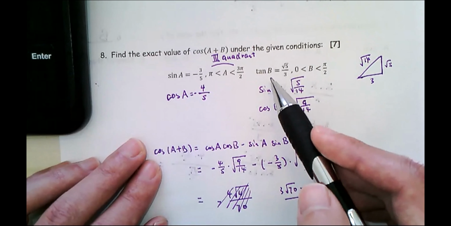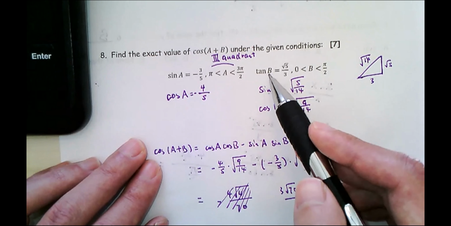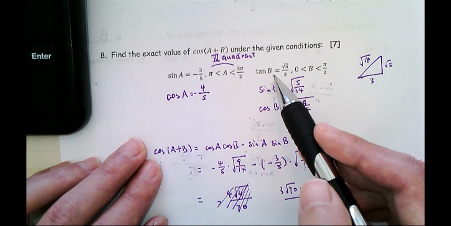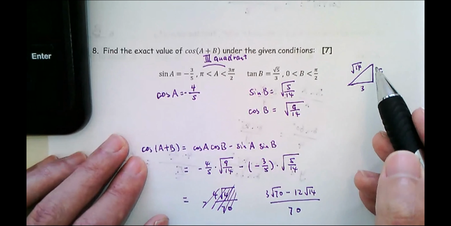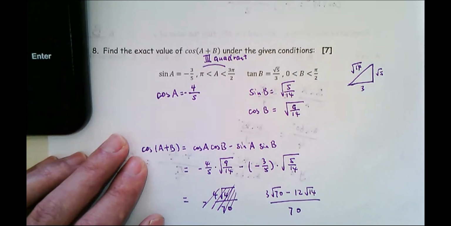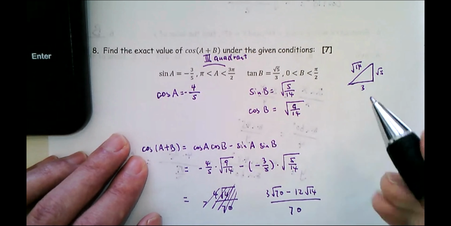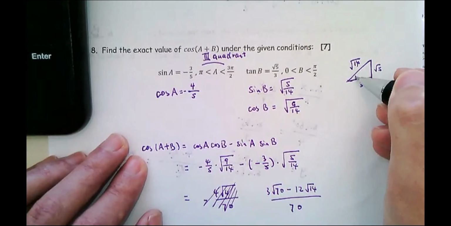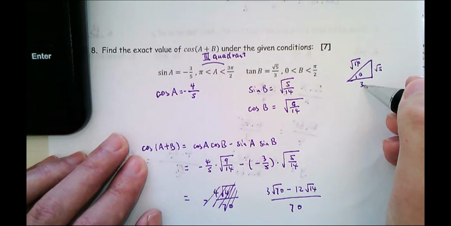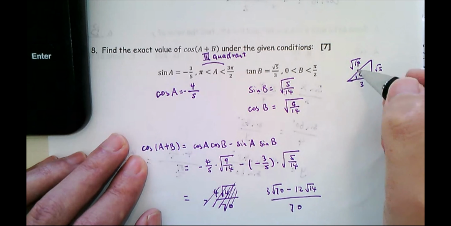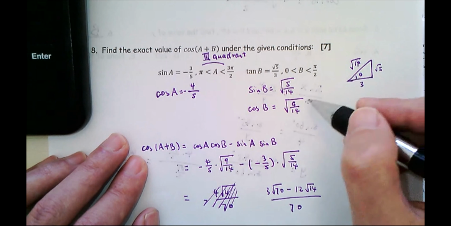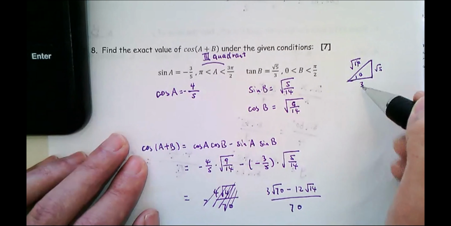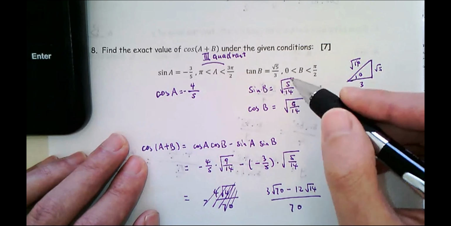How about this guy? We have tangent. We're not given sine or cosine, so we should draw a fabricated triangle to help us figure out the answer. Let's say this side is angle B. If this side is square root of 5, this side is 3, what is this side? Square root of 14, right? So what is sine B? Sine B is this divided by this. What is cosine B? Cosine B is this side divided by this. That's it. We get all the values.